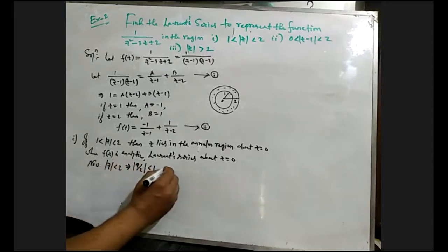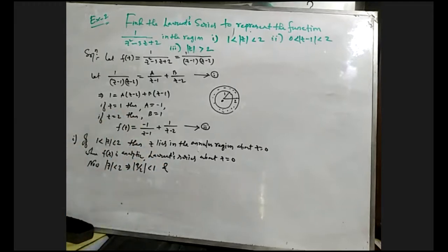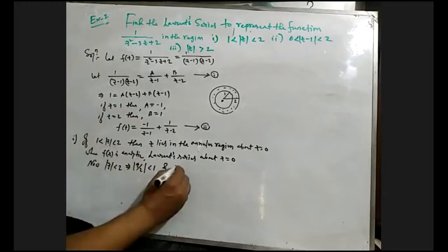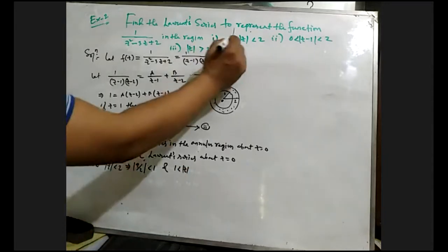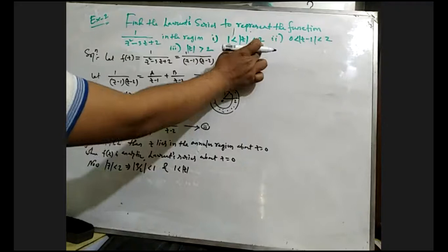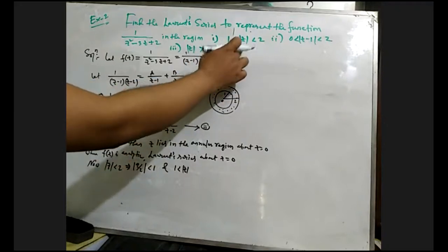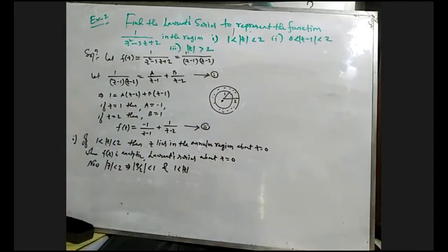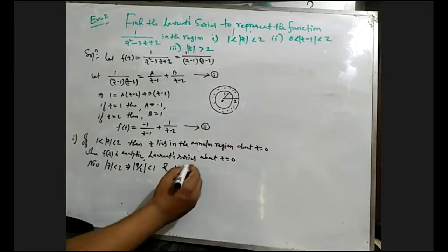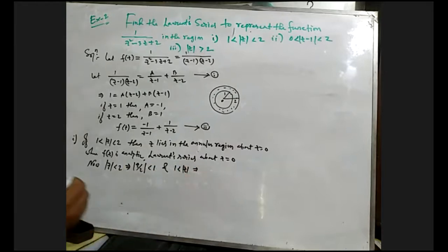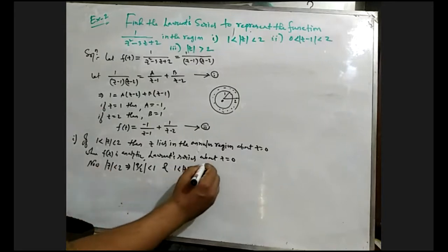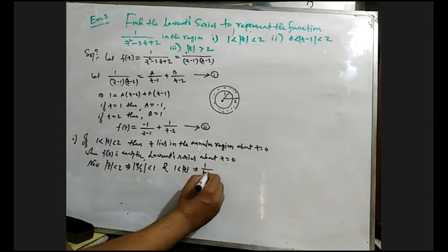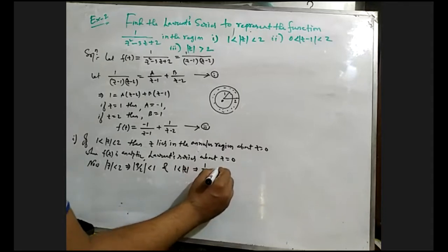And another condition you must know: 1 less than absolute value of z. This is given. The first condition is the annular region 1 less than modulus of z, and this can be written as 1 by absolute value of z. Will it be less than or greater than 1? Less than 1.